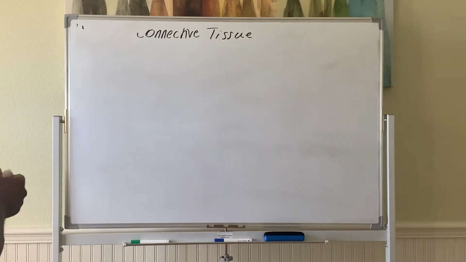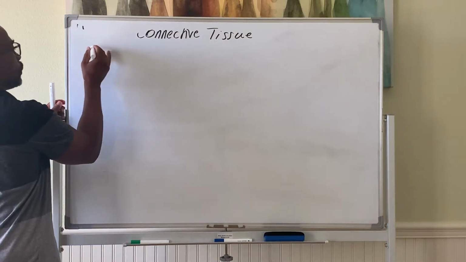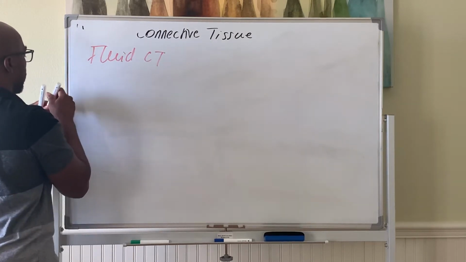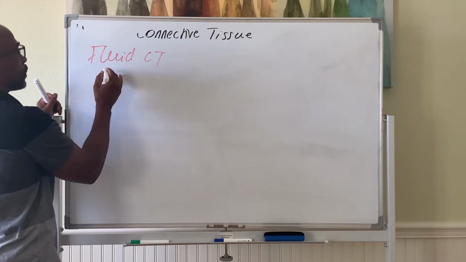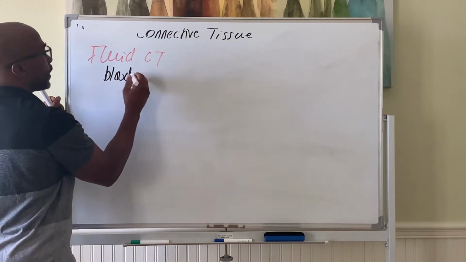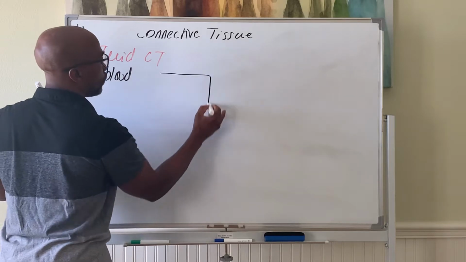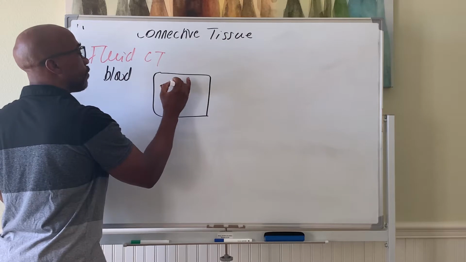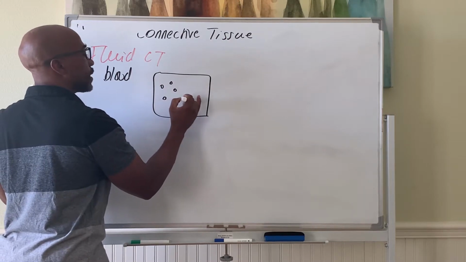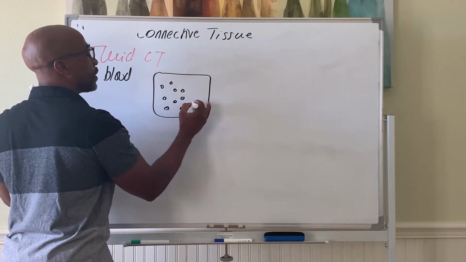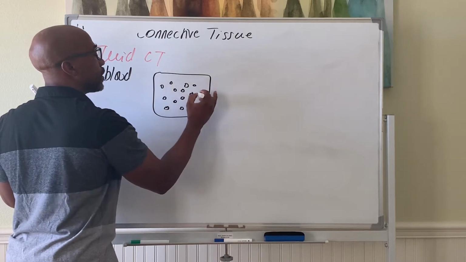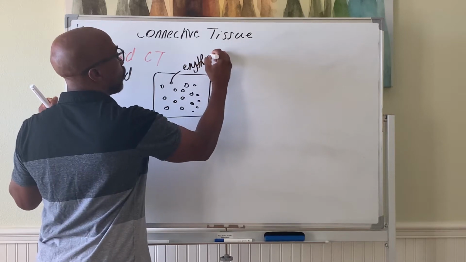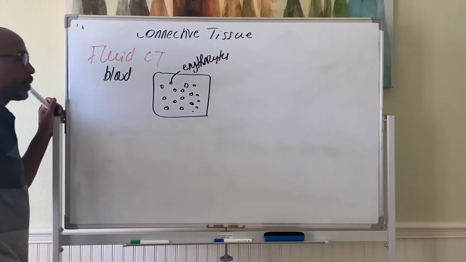Okay, so let's finish up CT. We still have to do the fluid CT, and fluid CT is just the blood. That's the only one that falls under this category. So your blood, under a microscope, you'll see that it contains a bunch of cells without a nucleus. These are your red blood cells, numerous red blood cells. They're called your erythrocytes. Erythrocytes are what we call your RBCs.